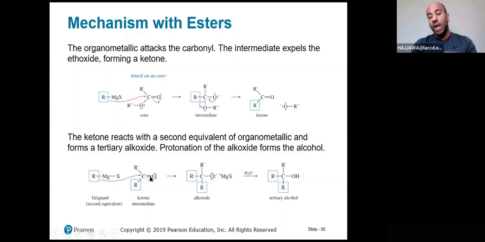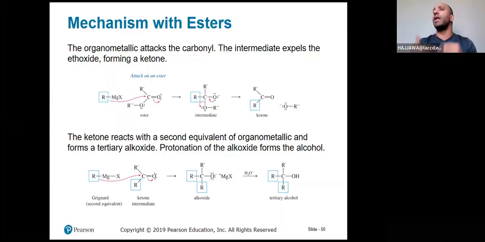Now the ketone is going to react with the second equivalent of the Grignard, which attacks the same way. It attacks the carbonyl carbon, breaks the pi bond, and gives you the alkoxide. Obviously, there's no leaving group here, so the O- gets stuck and cannot restore the carbonyl bond, because the carbon cannot have 5 bonds. So the alkoxide is protonated in a second step, H3O plus, to give you the tertiary alcohol. You always get a tertiary alcohol when you react a Grignard or alkyl lithium with an acid chloride or ester.